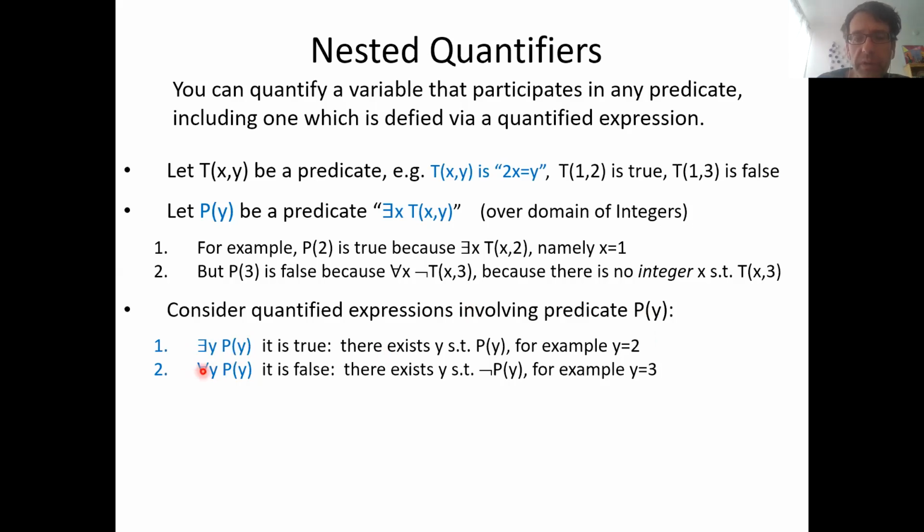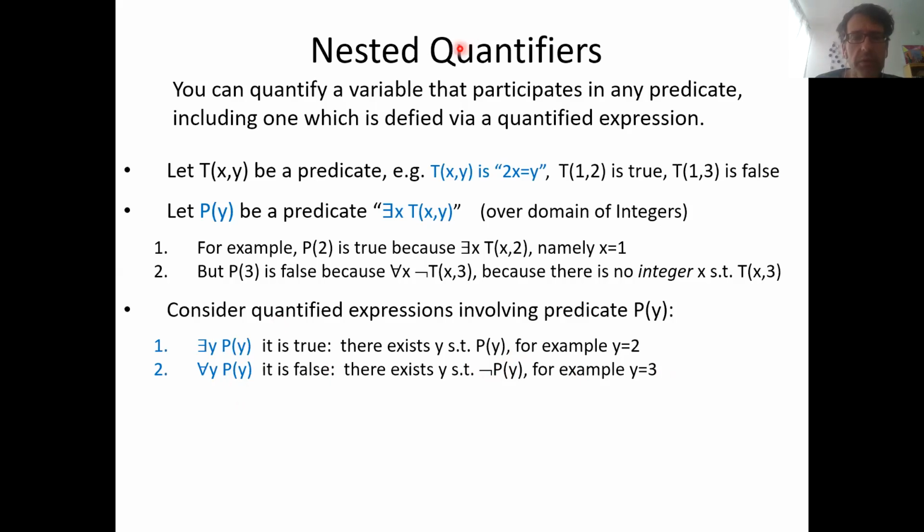What about this quantified expression? For all y, P of y. In other words, for all y, it is the case that y is a double of something. It is not. It's false, because there exist y's for which it's not true that this predicate holds. In other words, y's that are not doubles of anything. For example, 3, but actually every odd number is going to be a counterexample to this.